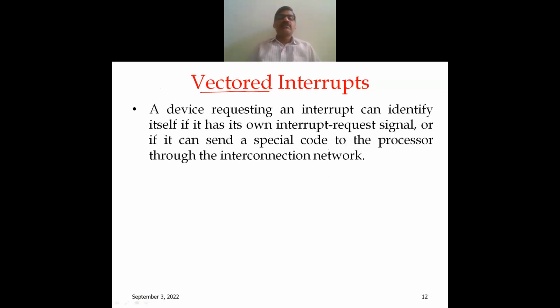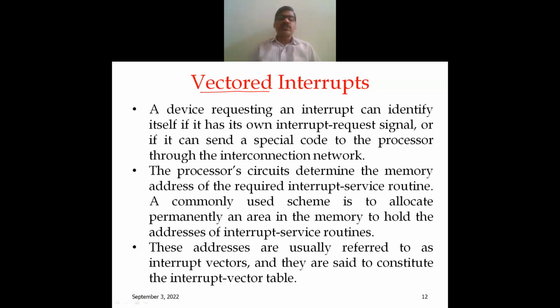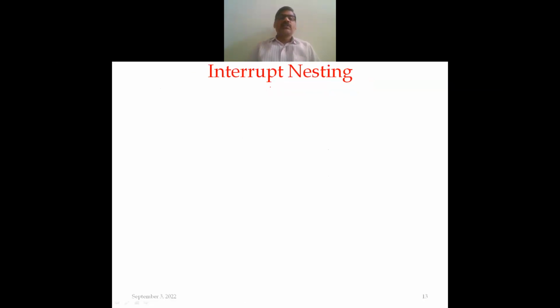A device requesting an interrupt can identify itself if it has its own interrupt request signal or if it can send a special code to the processor through the interconnection network. The processor circuits determine the memory address of the required interrupt service routine. A commonly used scheme is to allocate permanently an area in the memory to hold the addresses of interrupt service routines. These addresses are usually referred to as interrupt vectors, and they constitute the interrupt vector table.